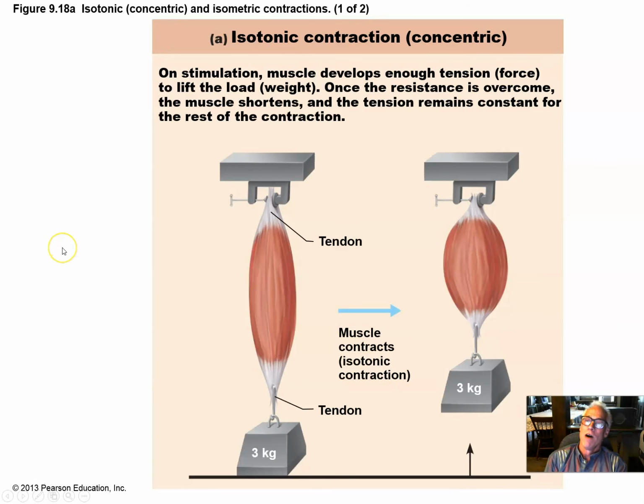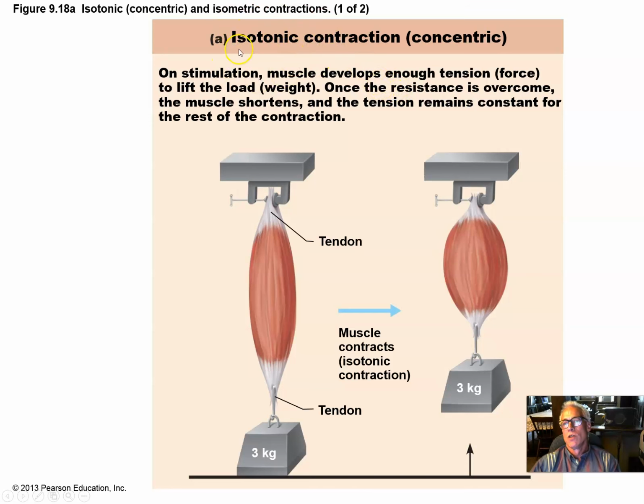We can identify or define a couple of types of contraction while we're talking about physiology of muscle contraction, just to get a little bit more foundation. Muscle contractions, like the one in the picture, in which the muscle is going to lift this 3 kilogram mass and shorten the muscle, right? As the load is lifted against the force of gravity, the muscle is shortening. That's called a concentric contraction.